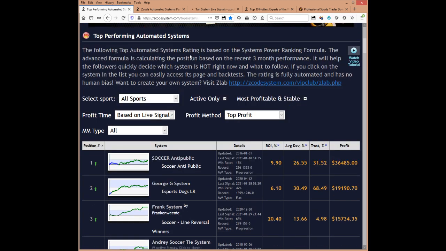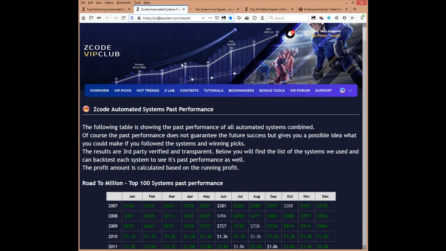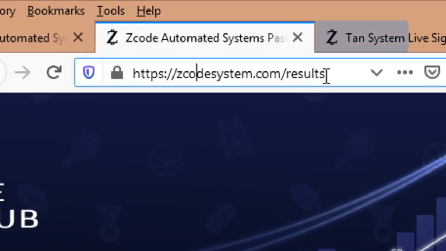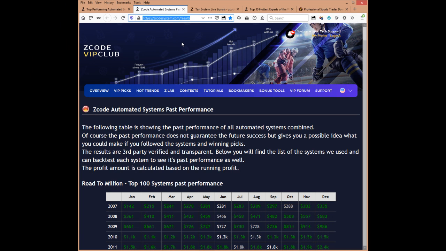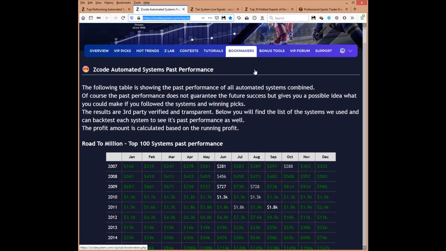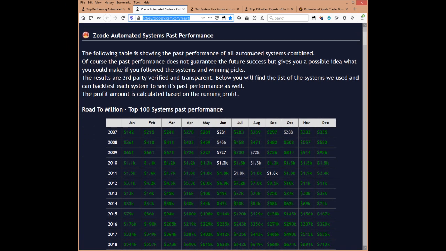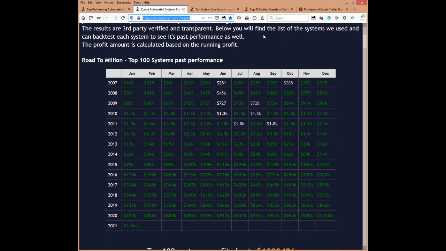But before we get into the top systems list, I'd like to show you our top systems results page. So what I'd like you to do is to go to zcodesystem.com/results, and then this page will load up. So this is our top systems results page, which gives you a neatly summarized table of the cumulative profits from all of our best systems over the years.